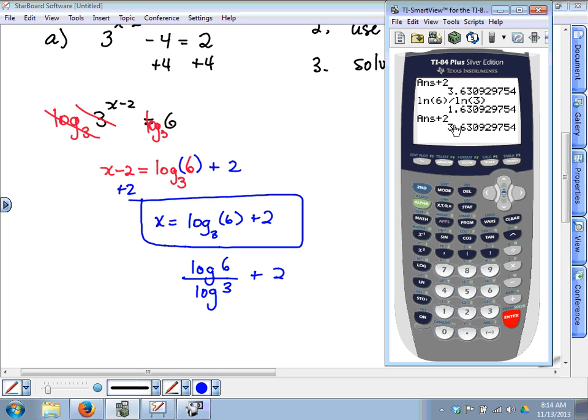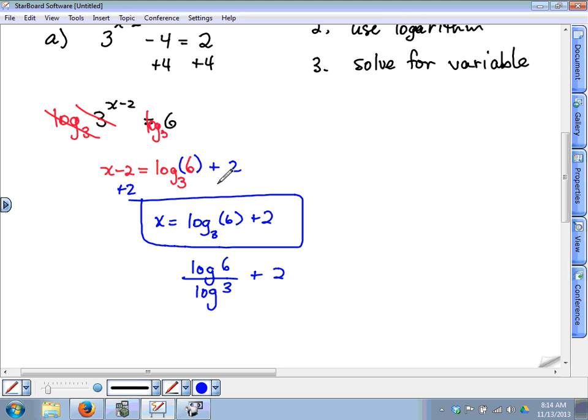Okay? This is what you would be expected to do if calculators were allowed. But since they are not, you leave it in this exact form. You following? Okay? So that's one way to do it. Here's another way that would be perfectly acceptable. I'd accept this way as well on a test.